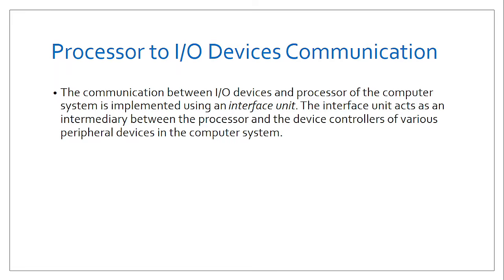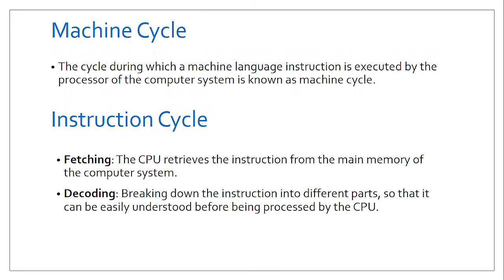So this particular interface unit acts as an intermediary between the processor and the device controllers of various peripherals within the computer. This is a very important aspect of the communication that you need to understand. When you break down the communication channel, we also need to understand the different cycles that the processing aspect undergoes. Now we have three cycles: the machine cycle, the instruction cycle, and lastly the execution cycle.